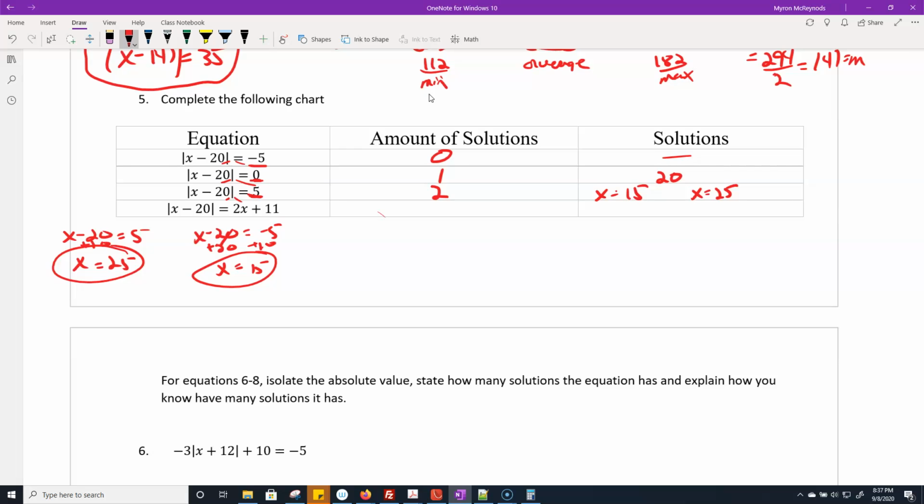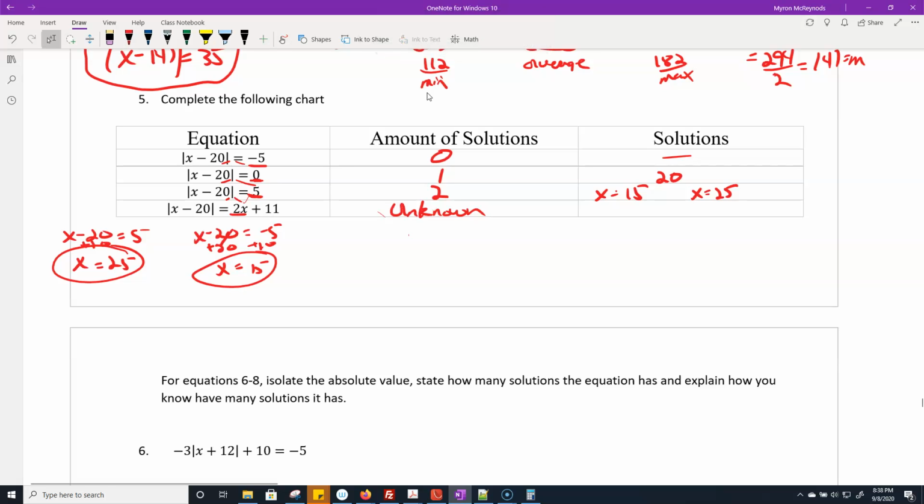And then this last one, they want to make sure that you know if there's an x on the other side, you cannot follow these rules because we don't know what that x is. That x could be positive, it could be negative. It could cause it to be 0. We don't know what's happening over here. So we don't know how many solutions, unknown. So we actually have to solve it to figure out how many solutions there are.